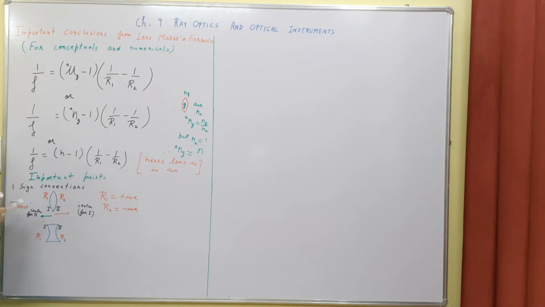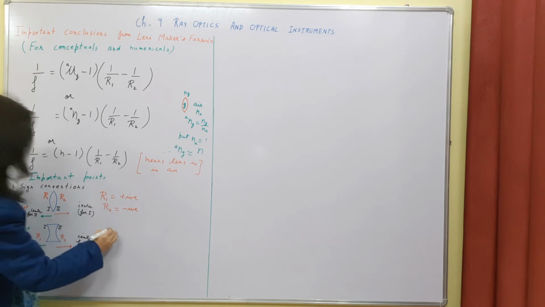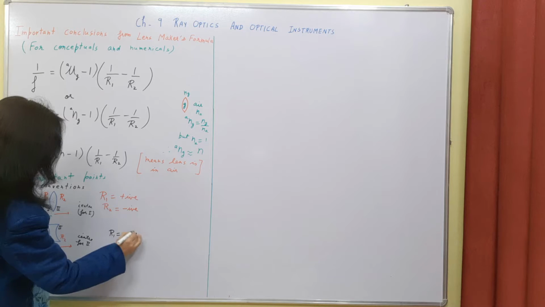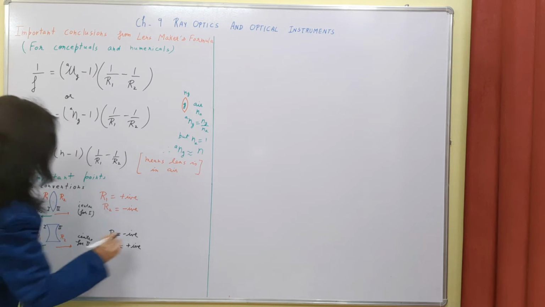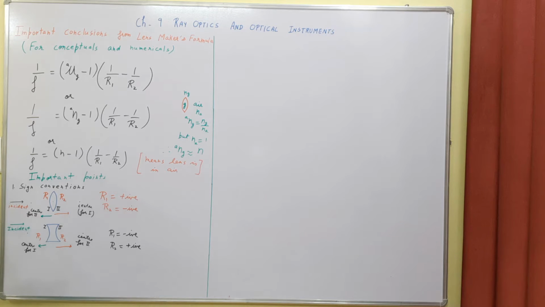right? If we consider the case of the concave lens, the radius of curvature for the first face is like this, and this is the center for the second. For the first, the direction for measuring will be from the optical center, so this will be the direction for measuring, and this is the incident ray. Here this is the same direction, so I can say that R1 is negative, and R2, that means the radius of curvature for the second face, is positive. This is very, very important when we are solving numericals based on this concept.